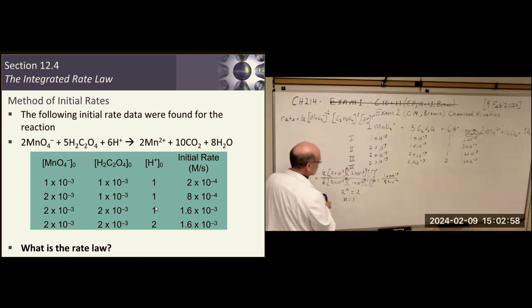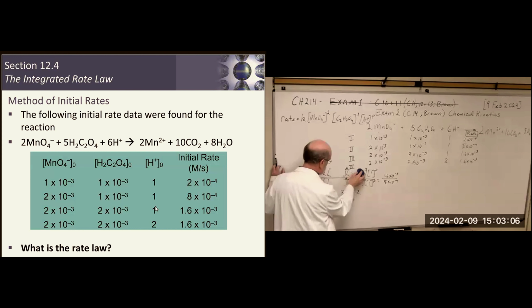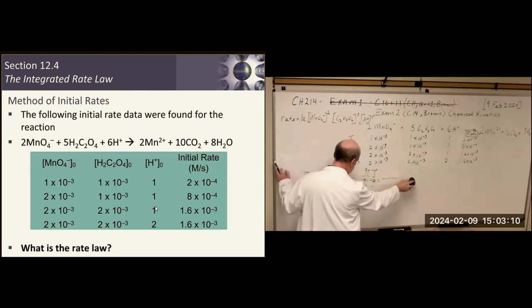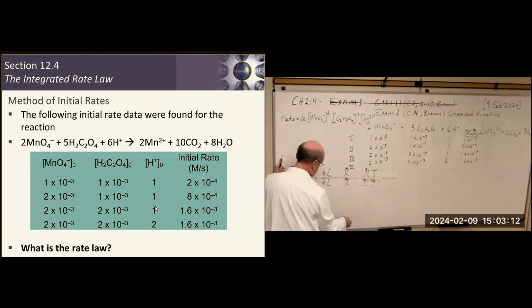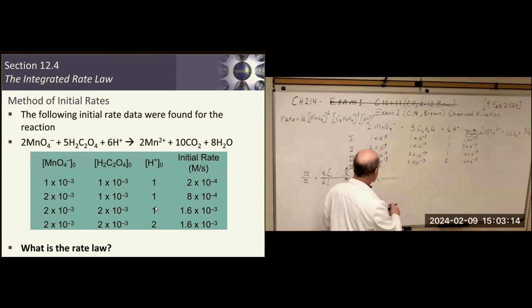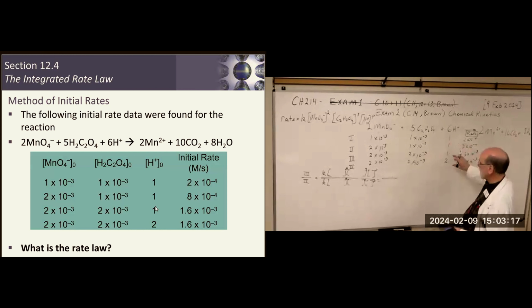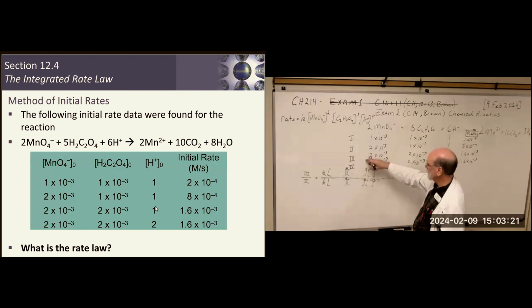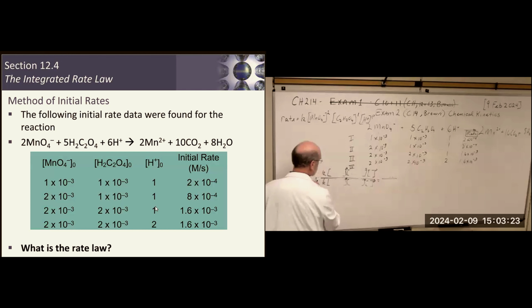All right. Next, we want to find out about the hydrogens. Okay. Which ones let the hydrogen vary here? We go from 1 to 2 here. These are the same. These are the same. So we'll do 3 and 4, or 4 and 3.